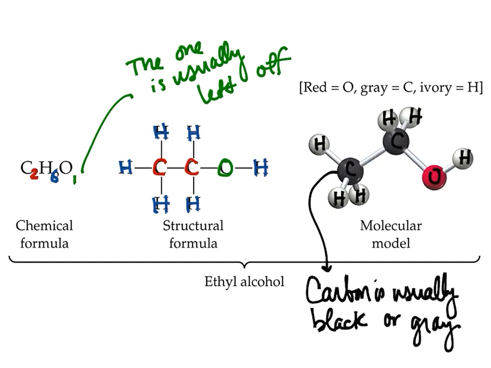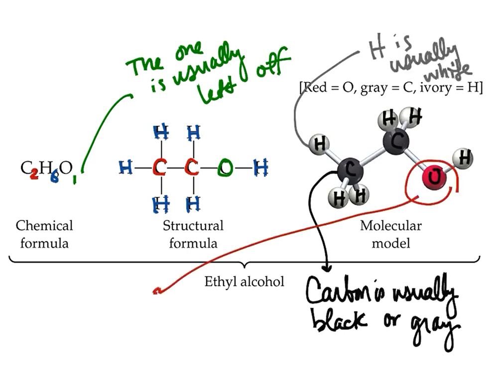Carbon is almost always black or gray in a model. Hydrogen is almost always white or light gray, and oxygen is always red.